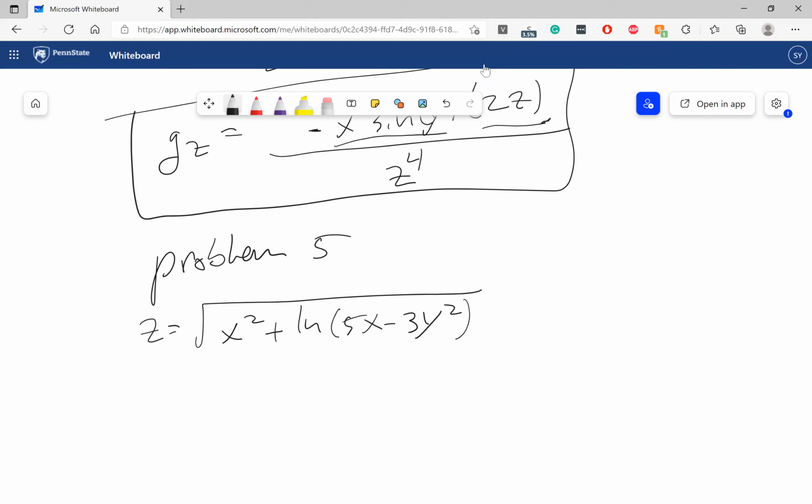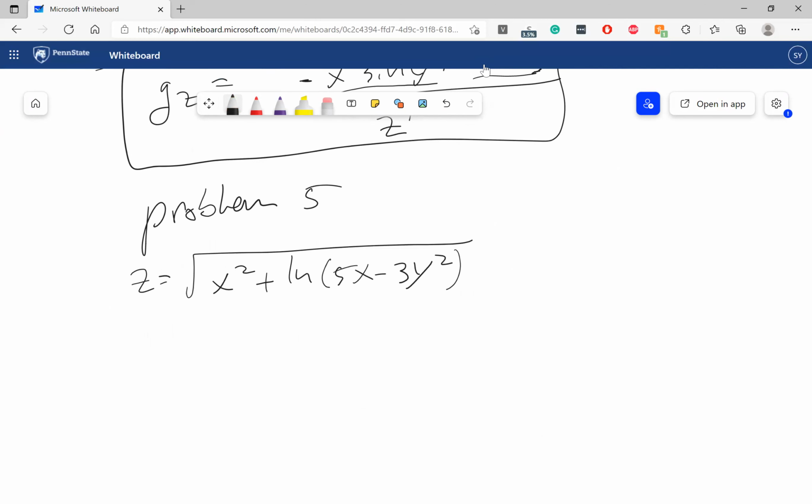So let's take the partial of z with respect to x. So this is going to be, at least we're checking all the batteries.